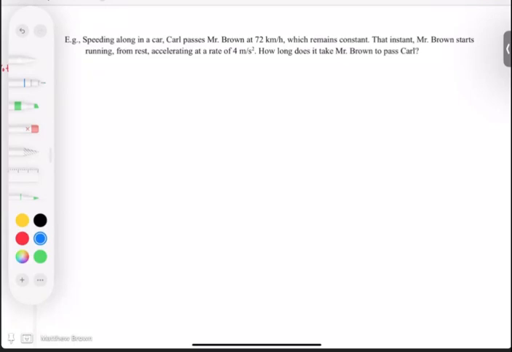So we've got someone driving at a constant speed. So we can say, here's kind of our starting point, and we've got, I guess we could say, v of Carl here, which is a constant.